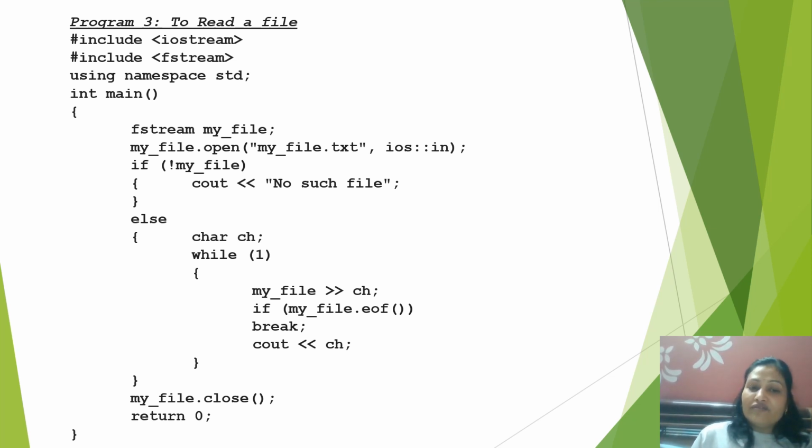Otherwise, I will move again in this while loop and read character by character, and along with that, with the cout operator, I am going to display the text also. Then after coming out of the while loop, myfile.close, and with the help of return 0, I will come out of this program. In this way, we can easily read some text from a file.